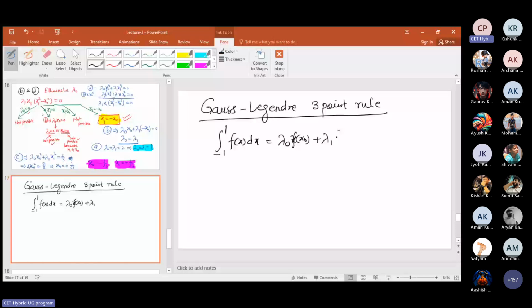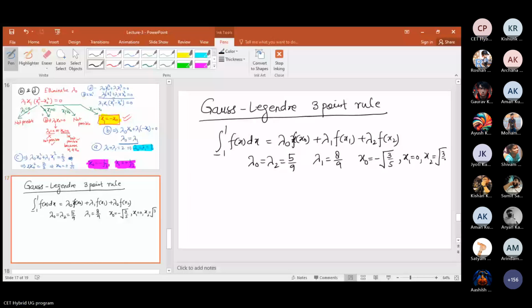Now it will become more complex, so I'm not getting into the derivation. So here, when you do the derivation, you will find that lambda 0 is equal to lambda 2 is equal to 5 by 9. Lambda 1 will come out to be 8 by 9. x0 आपका जो है वो minus root 3 by 5 आएगा. x1 आपका 0 आएगा और x2 आपका plus root 3 by 5 आएगा.